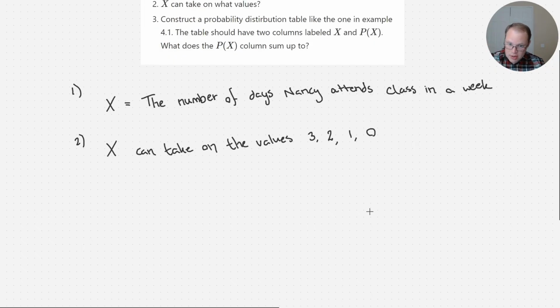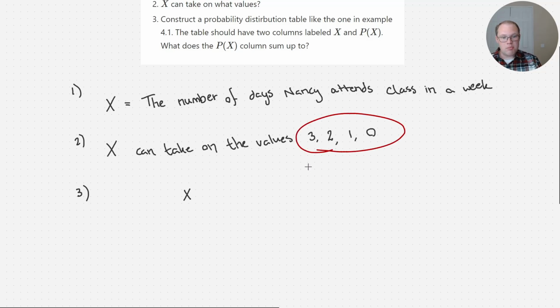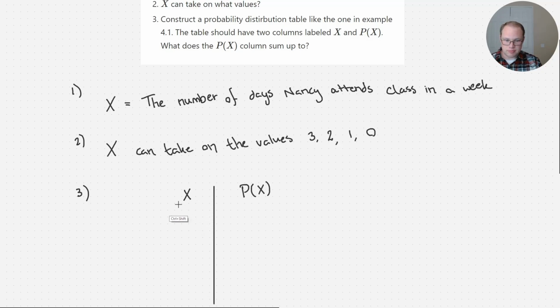Okay, so let's now construct that probability distribution table. We should have 2 columns. We have x, where we have all our possibilities, and then we're going to also say what the probability of x is. So x could be, and we'll stay in the same order, 3, 2, 1, or 0. Those are the possible values that x could be.